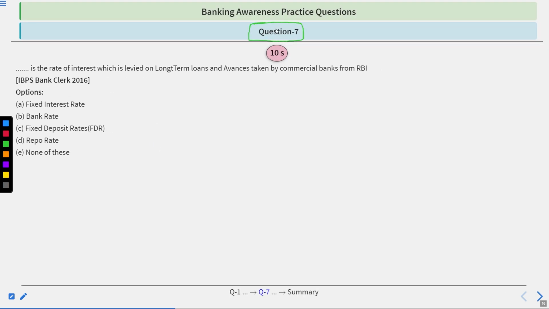Question 7. Dash is the rate of interest which is levied on the long-term loans and advances taken by the commercial banks from the Reserve Bank of India. Fixed interest rate, bank rate, fixed deposit rates, repo rate, none of these. To answer this, you will have 10 seconds, then I will give you the answer. So your time starts now.